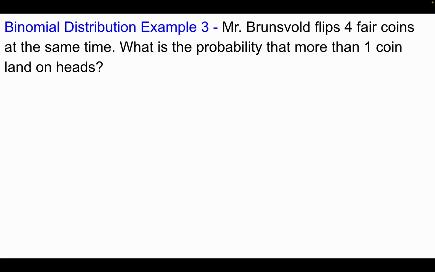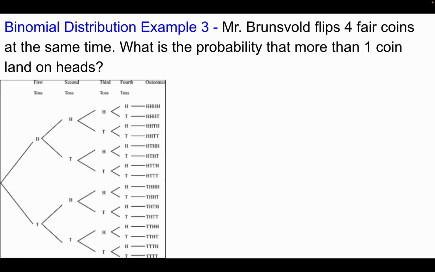Okay, binomial distribution example number 3. Mr. Brunsvold again flips 4 fair coins at the same time. What is the probability that more than 1 coin lands on heads? Okay, so let's take a look at our distribution. We're going to look at all the options where we get more than 1 heads.